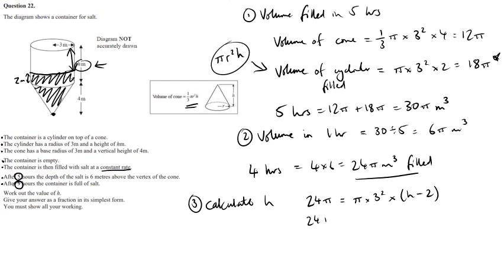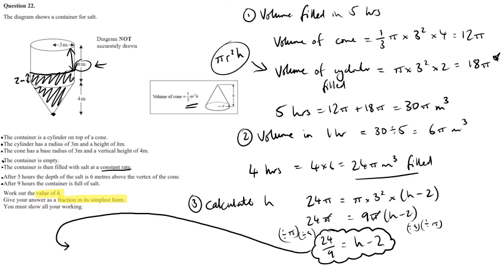We can then tidy this up. If we divide both sides by pi, divide both sides by 9, we get that 24 over 9 is equal to the height, take away those 2 meters. We're almost there, but I'm just running out of space, so I've jumped over to the left here. So we want to find the value of h, and we've got to show that in its simplest form.